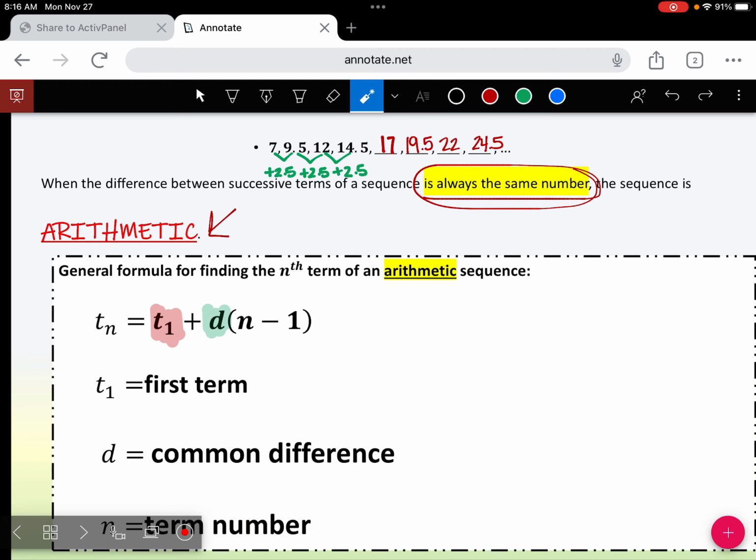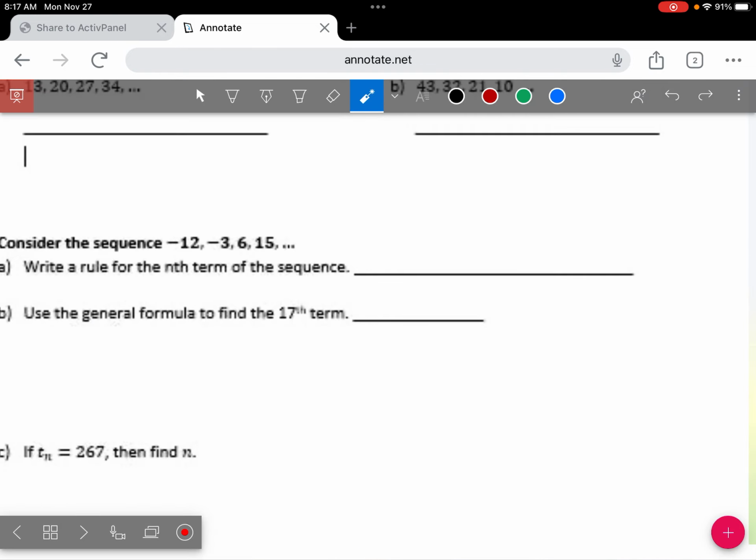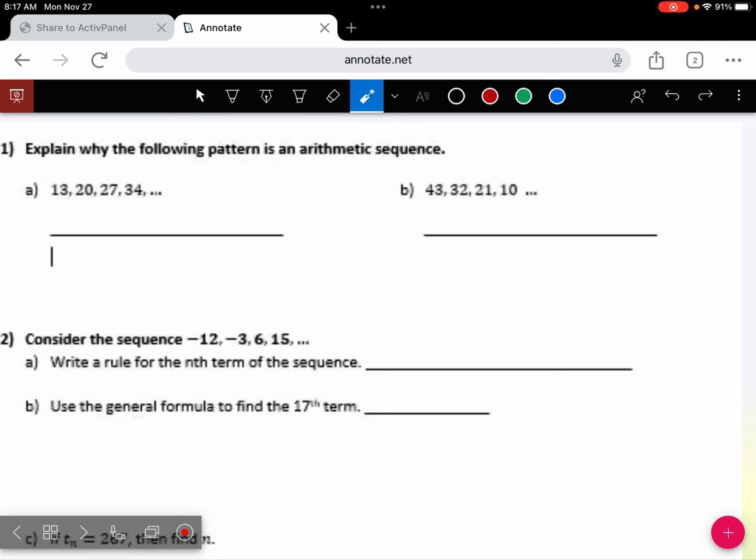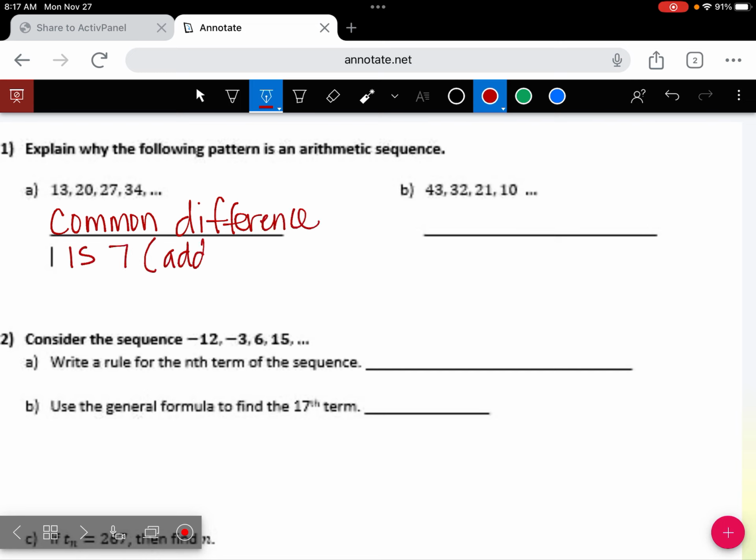All right, any questions so far? Let's explain why the following is an arithmetic sequence. What number am I adding? I went from 13 to 20, 20 to 27, 27 to 34. What number am I adding? 7. So this is arithmetic because my common difference is 7, which means I'm just adding 7.